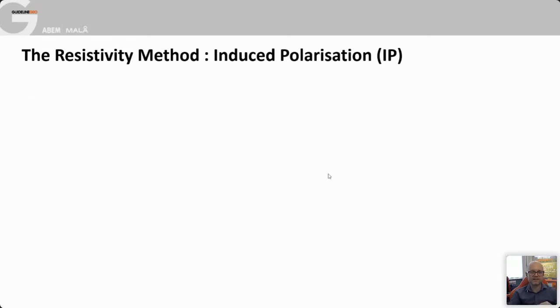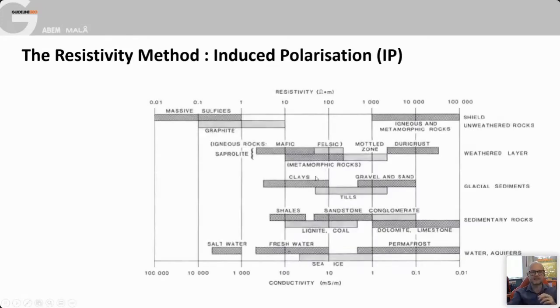And the advantages of collecting IP data as well as your resistivity data is that if you look in any textbook, you'll see a table that looks almost exactly the same as this. And it's showing the resistivity values for lots of different geological materials and different types of water. And so you've got resistivity along the top, and then these blocks represent the kind of range of resistivity values that a particular geological material might present you.